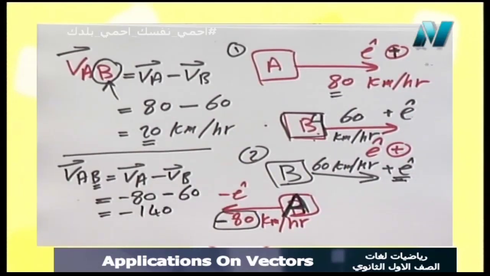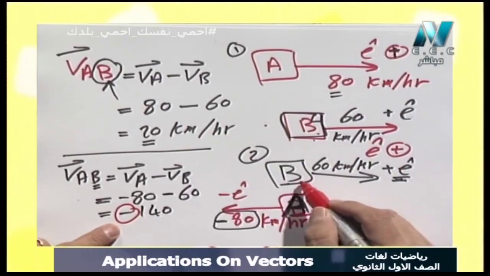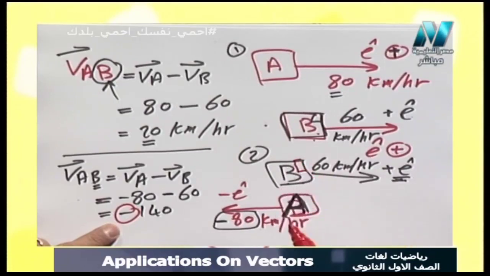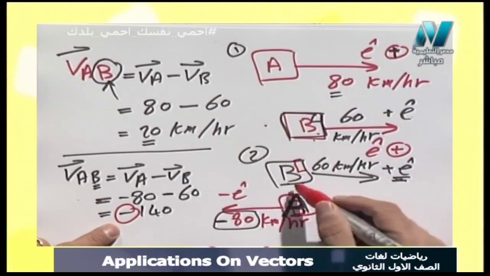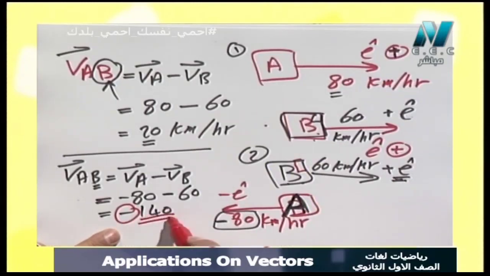What is the meaning of this negative? This negative means that the car B, which has the observer, the driver here, feels that the car A moves with velocity 140 km/h in the opposite direction. He feels that the car moves with more velocity because it moves opposite to him.